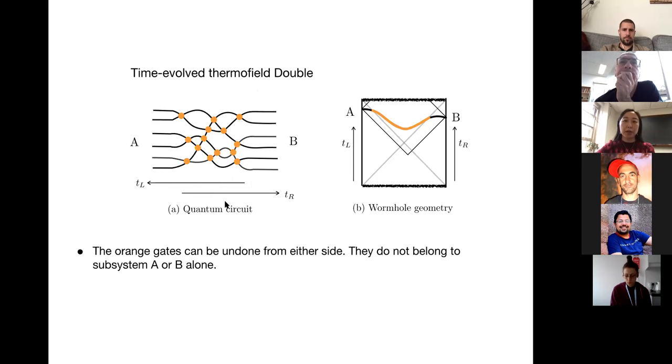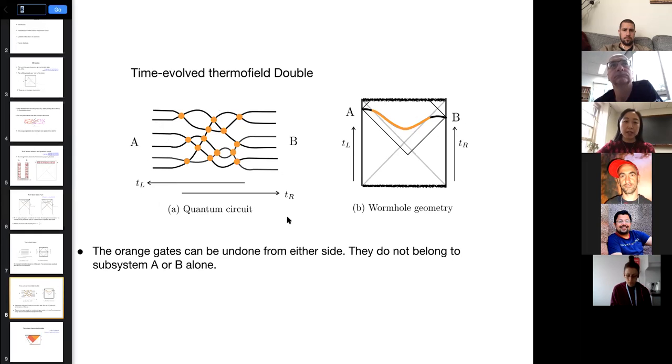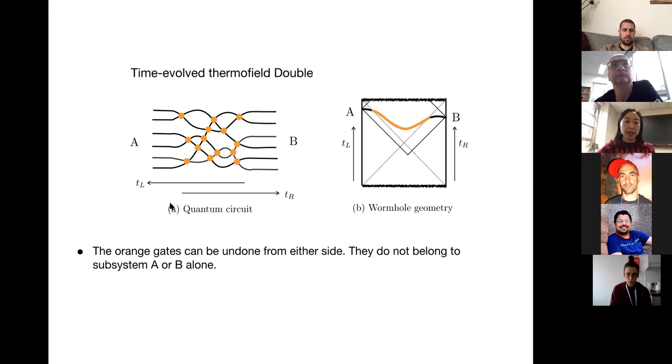There is a crucial feature about these gates that I want to draw your attention to. Later we will use this feature: when you have Bell pairs like this, these orange gates can be undone from either side. Let's say we apply some gates from Alice's side, but then Bob can undo these gates. What does this mean? This means that these gates do not change the density matrix of rho A or rho B. They do not belong to subsystem A or B alone. If I only have subsystem A, then when Bob applies these gates, it doesn't mean anything for Alice because Alice's density matrix doesn't change. These gates only make sense when you have the union of A and B together.